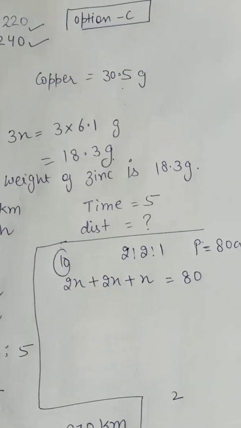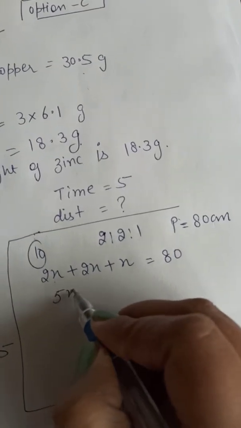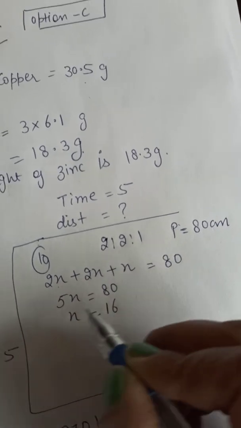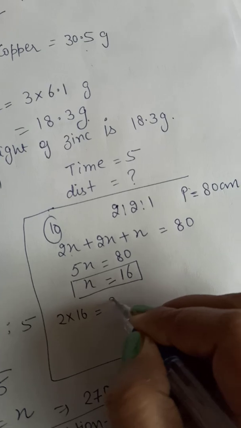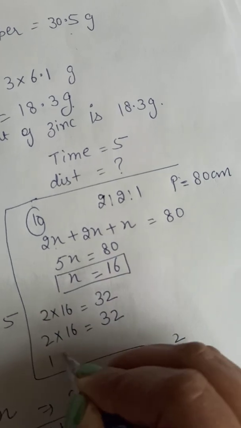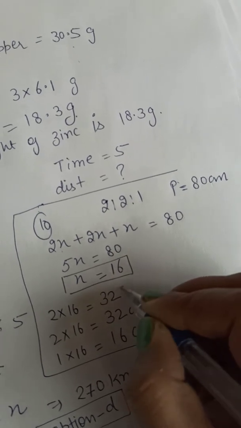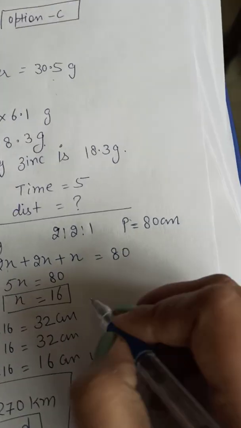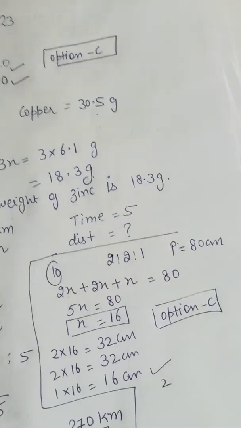So in this case we find the length of all the sides. 2 plus 2 is 4, 4 plus 1 is 5x. That equals 80. x equals 16. Put 2 multiplied by 16 equals 32. Again for the second side, 1x equals 16 centimeter. So here which one is smallest? That is 16 centimeter. So the answer is option C. Right?